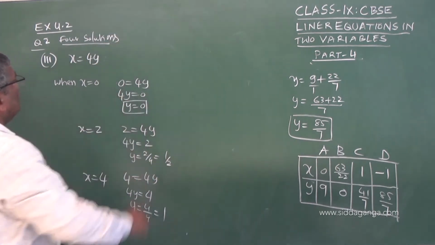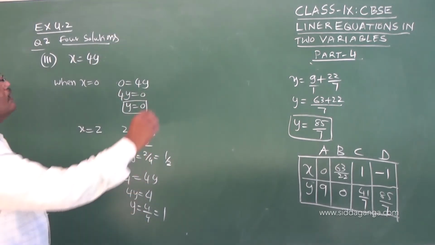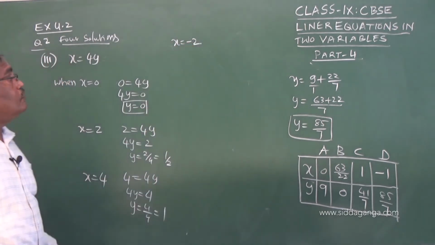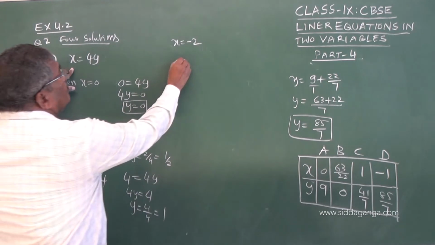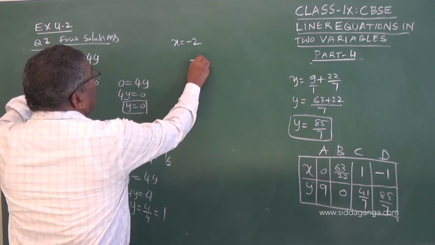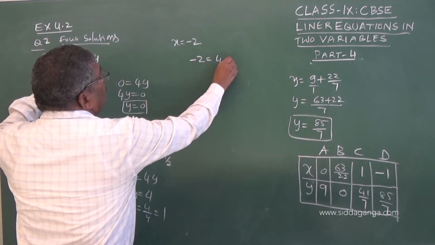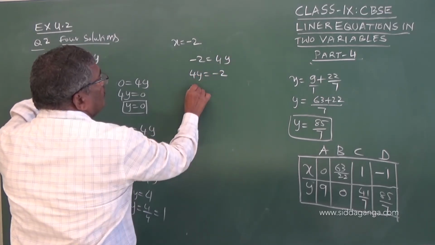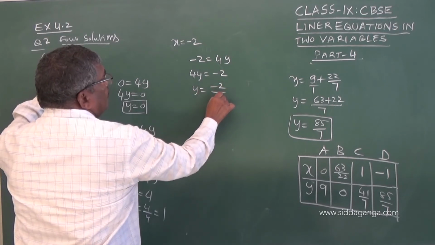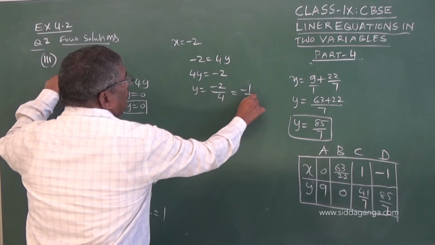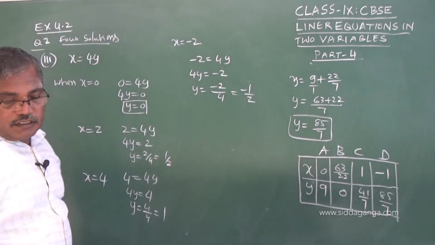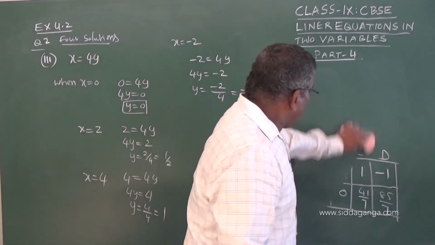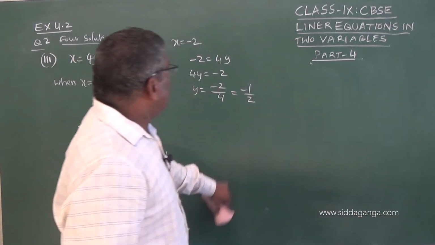And one more value, you take x equals minus 2. So when x is minus 2, you will get minus 2 equals 4 into y, or 4y equals minus 2, y equals minus 2 by 4 is equal to minus 1 by 2. So now we got 4 solutions. Now we have to tabulate them.